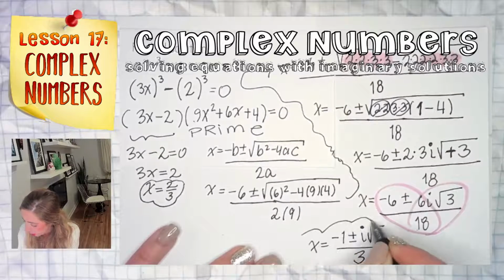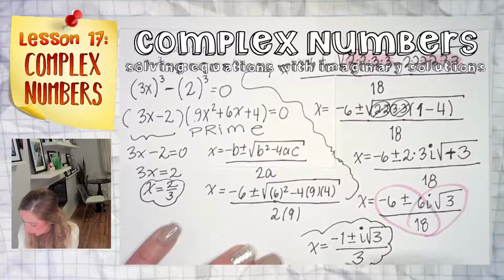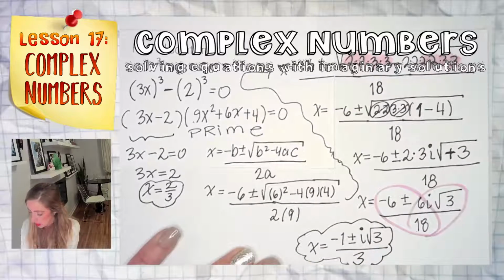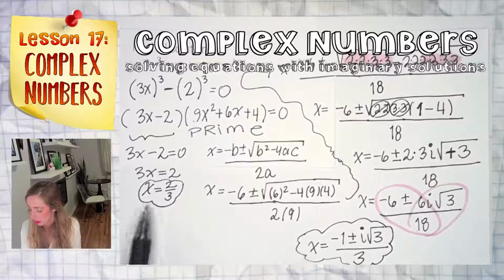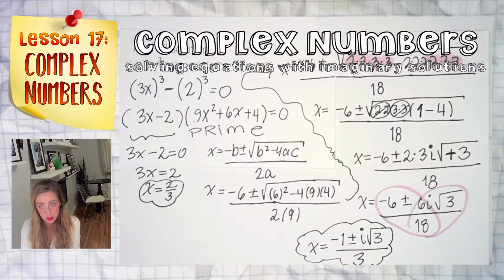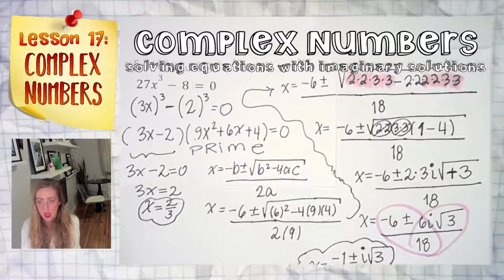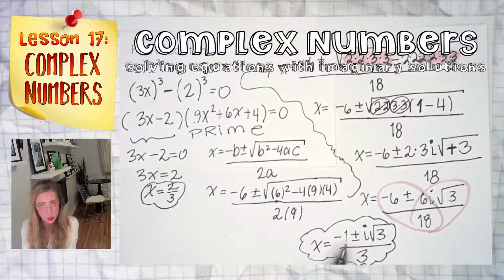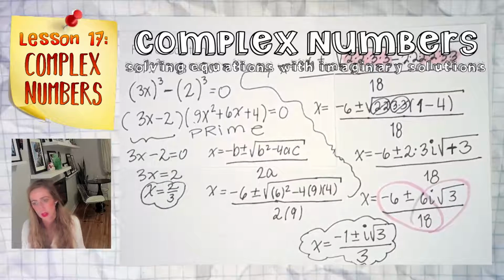And here we have 2 imaginary or complex solutions. And here, 1 real. In total, how many answers do we have? We have 3 answers. What's the degree of this equation? It's a 3. So imaginaries, again, always come in pairs. We've got 2 of them, and we've got that 1 real answer.